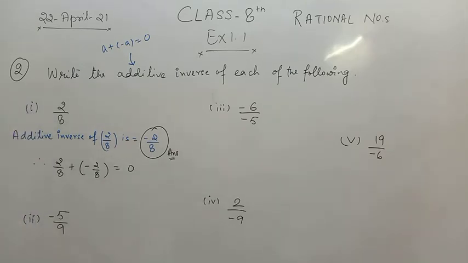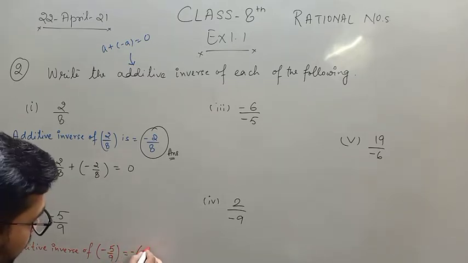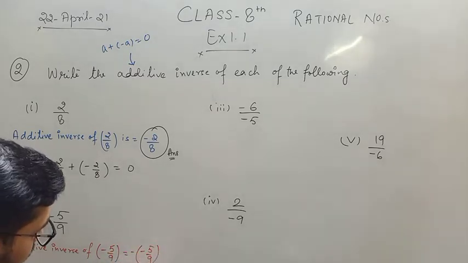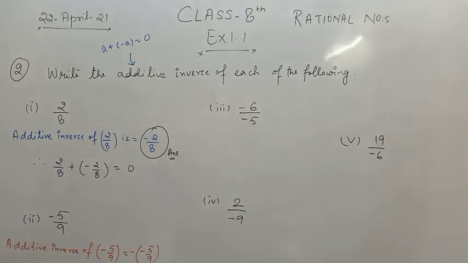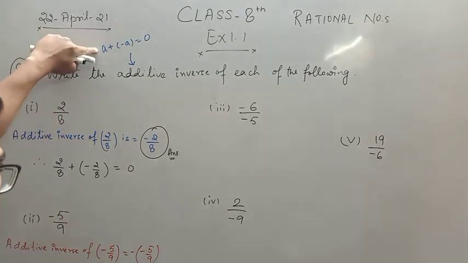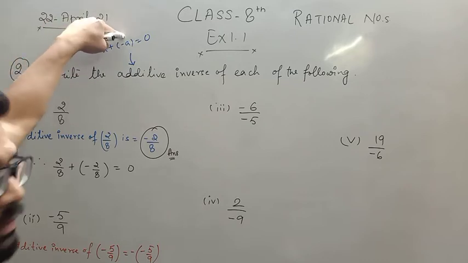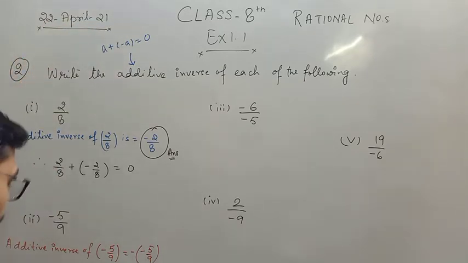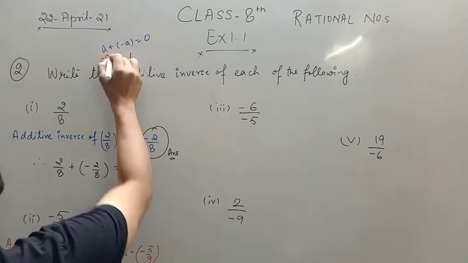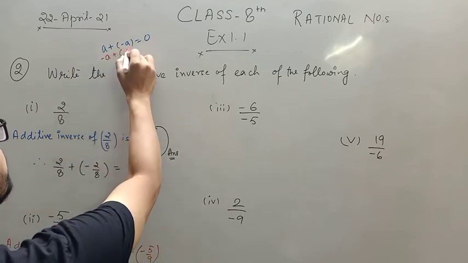Now see the next question. This is already minus 5 by 9. So the additive inverse of minus 5 by 9 is equal to minus of minus 5 by 9, or I can say plus 5 by 9. So if I have a positive number A, then its additive inverse will be minus A, and if I have a negative number A, then its additive inverse will be positive A.